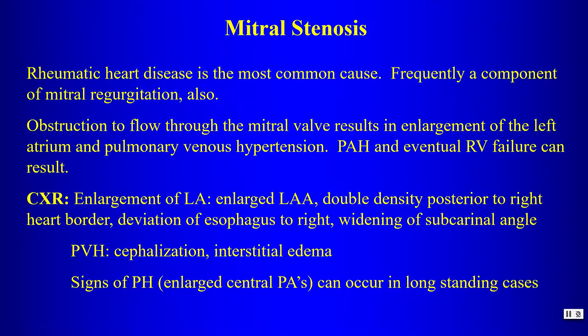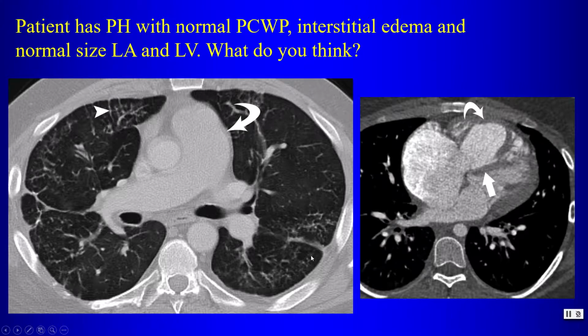These patients may also have some component of mitral regurgitation, and they will have enlargement of the left atrium and the pulmonary vasculature. So we look for signs of enlargement of the left atrium, the double density sign behind the right heart border. Also look for signs of pulmonary venous hypertension, cephalization, interstitial edema, Kerley B lines. These patients can go on to develop pretty severe pulmonary hypertension.